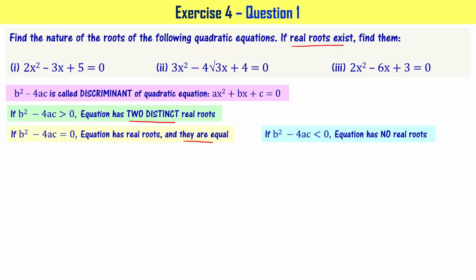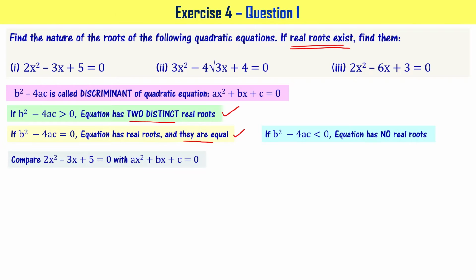If it is greater than 0 or equal to 0, then we can say that real roots exist. Then we have to find them, right? If b square minus 4ac is less than 0, then we say that real roots do not exist and we stop the problem there. So let's start with the first problem.